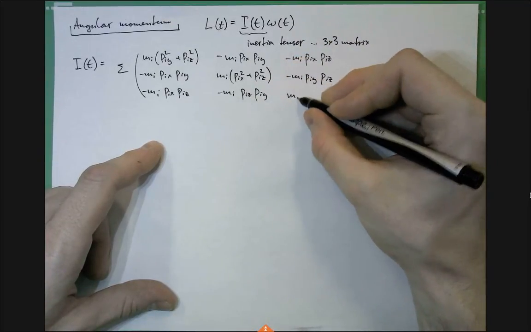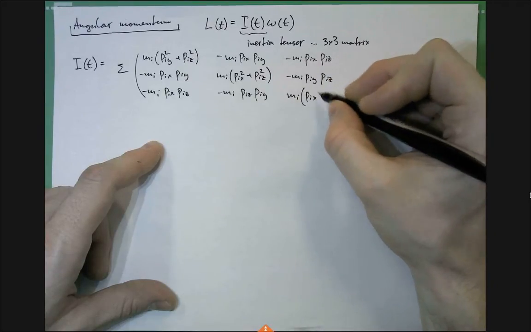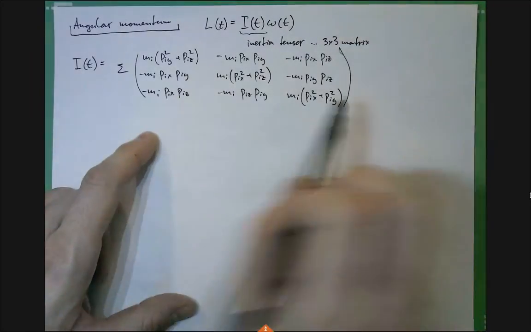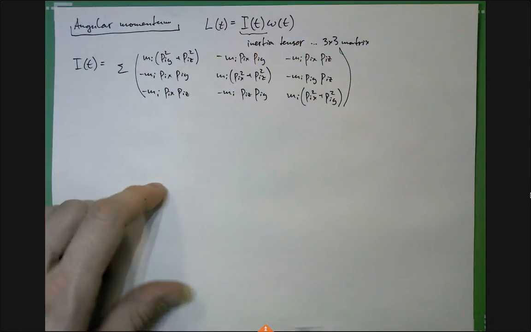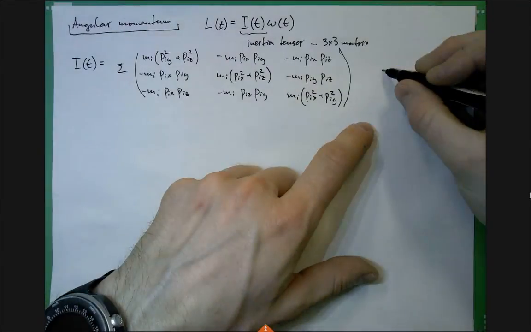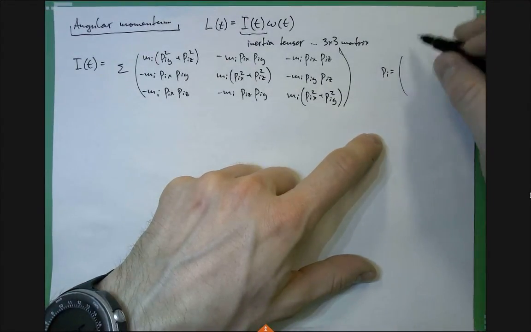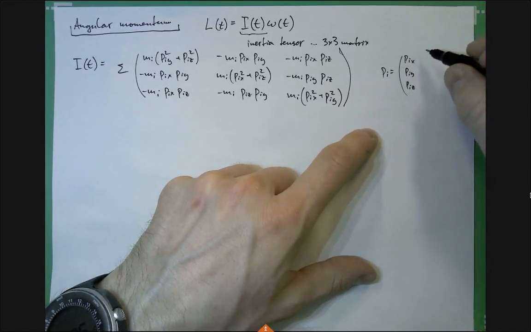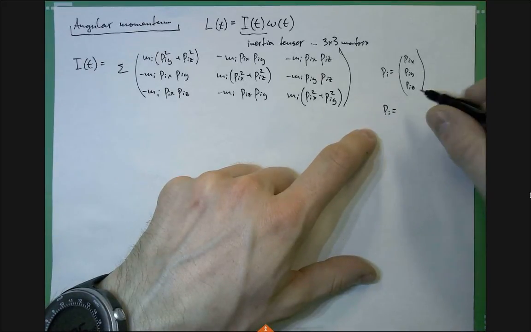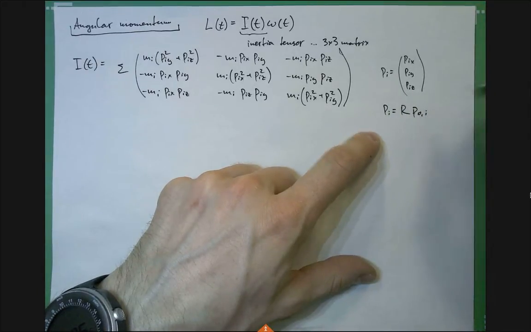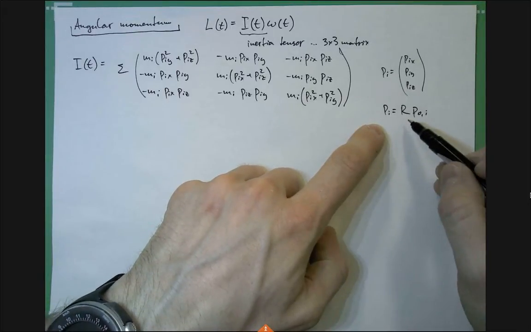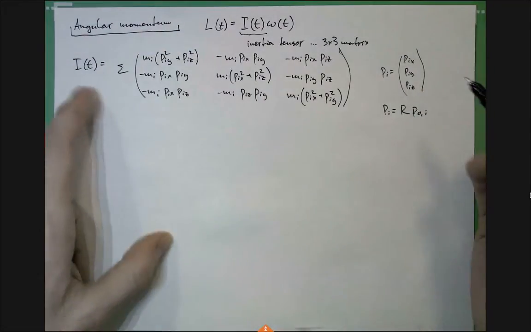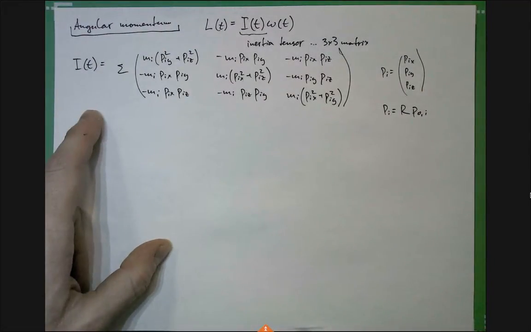And here is m_i (p_ix squared plus p_iy squared), like this. I could also write the sums here, but that would make it even more messy. Where this p_i is the vector (p_ix, p_iy, p_iz), and the p_i is nothing but rotated p_0i, where this was in the body coordinates. This R is the current rotation of the body, so this is the vector rotated to the current orientation of the body. Because this is the world space inertia tensor.